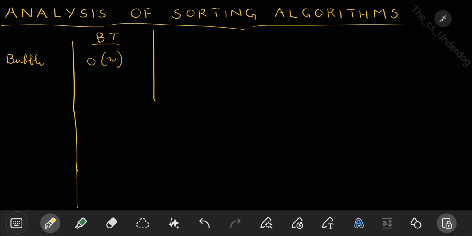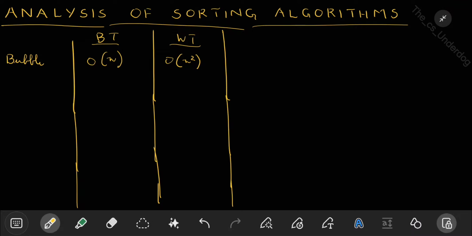What about the worst case? In worst case, you may have to keep bubbling separately for each of the n passes. That means n into n will become order of n square in worst case. What about the average case? In average case, again, it is order of n square only. What is the reason? Because you have to keep doing this swap and bubbling. So each pass will be order of n. The total number of passes will be comparable to order of n in average case. Even if you consider n by 2 passes, it will be order of n. So average case is also order of n square.